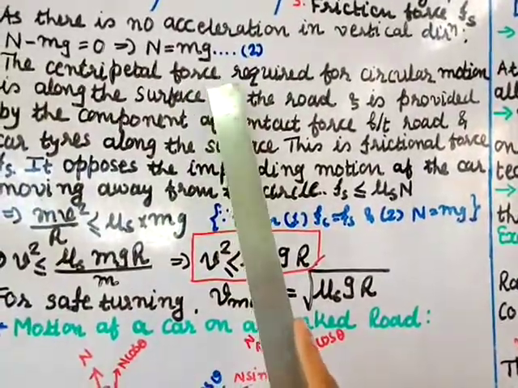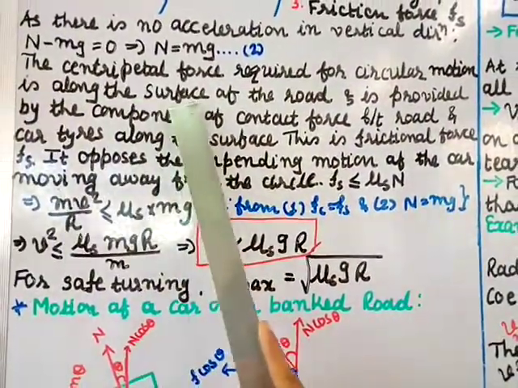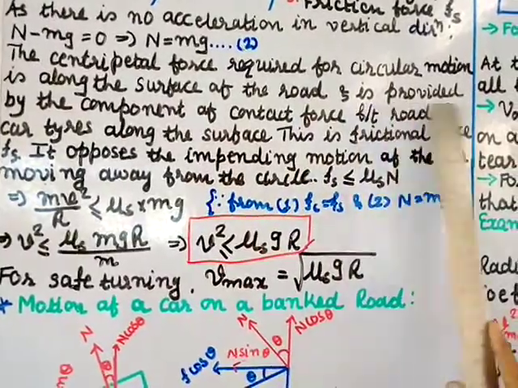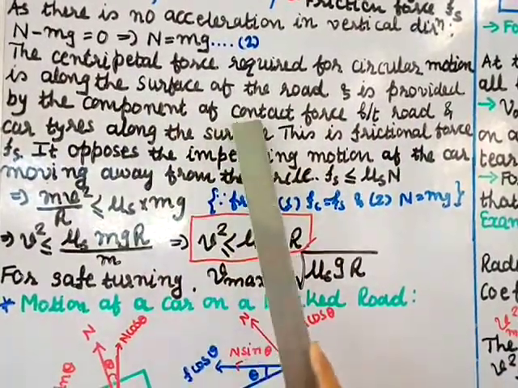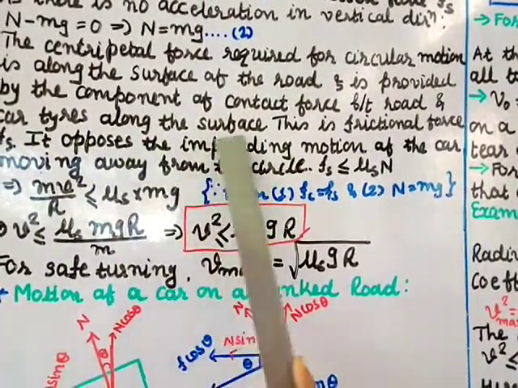The centripetal force required for circular motion is along the surface of the road. It is provided by the component of the contact force between road and car tires along the surface.